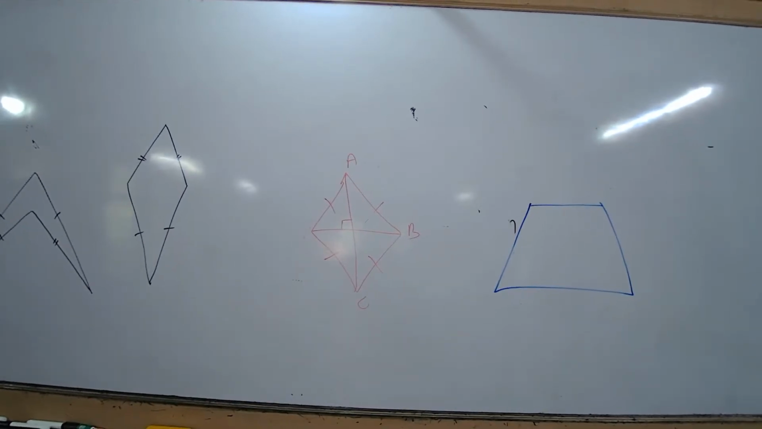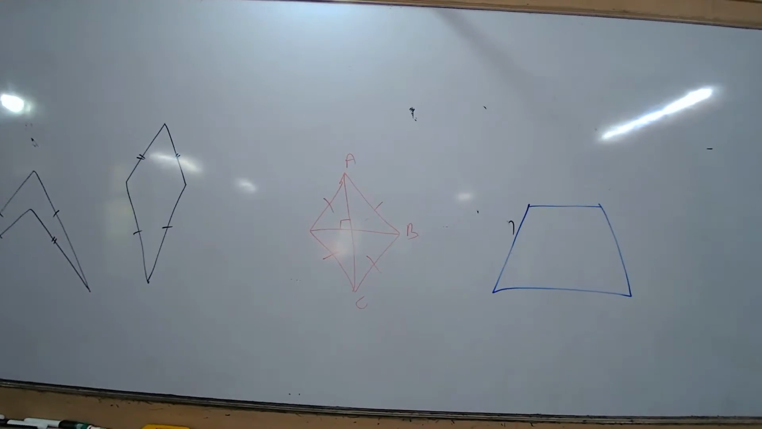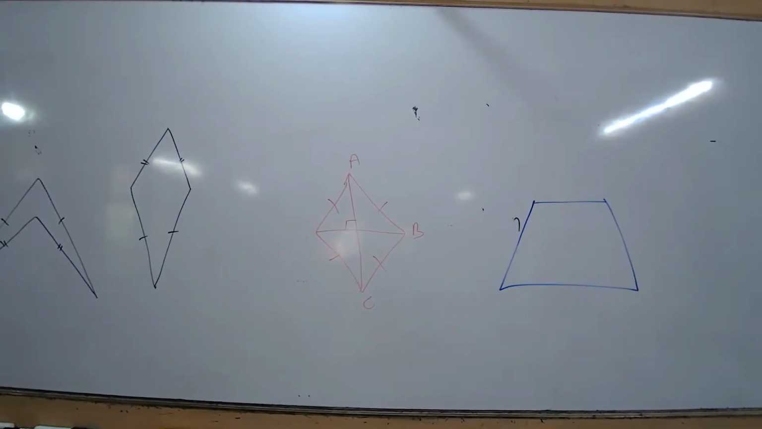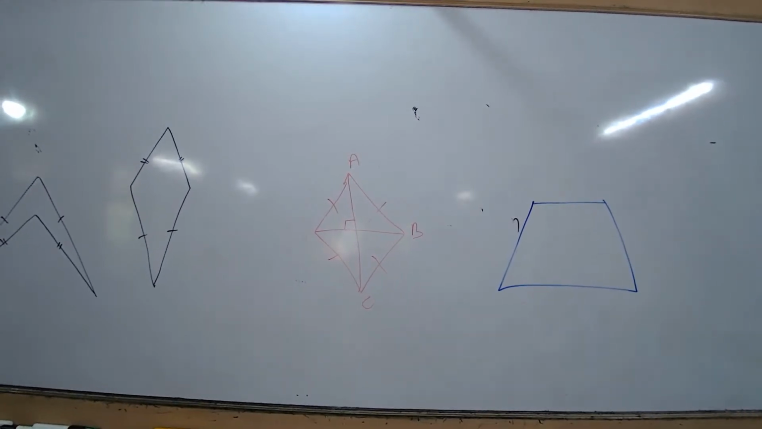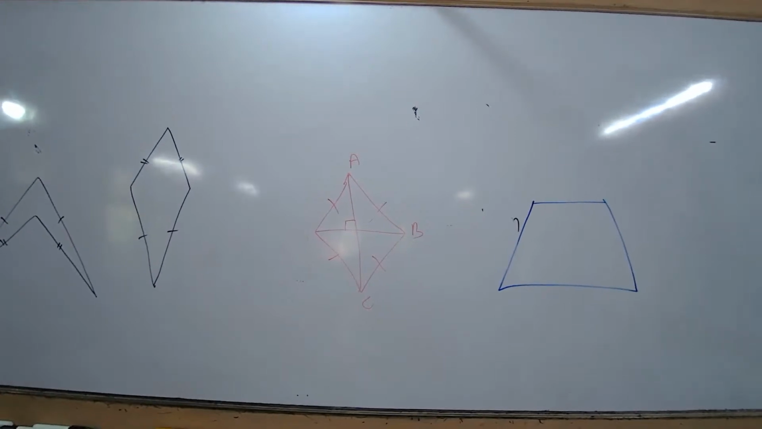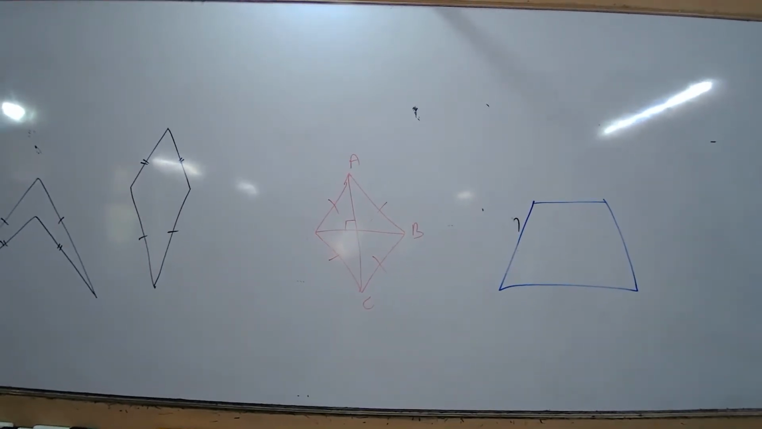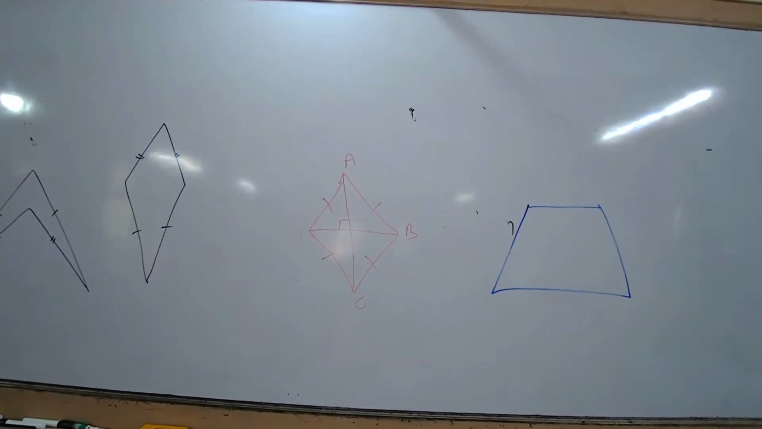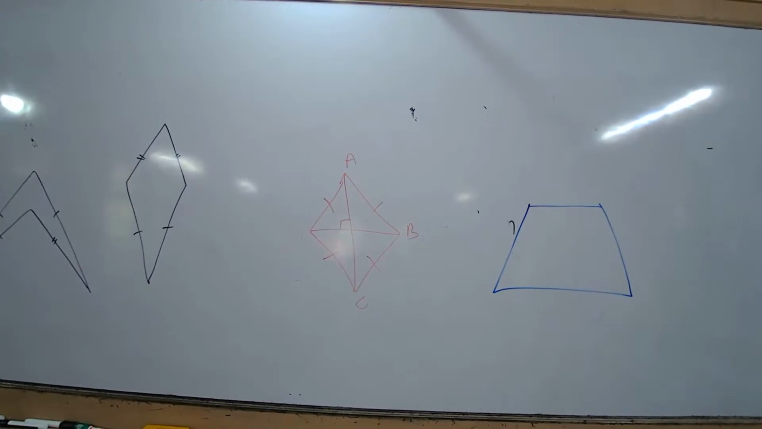Do you know congruent objects? Those who know, raise your hand. Congruent objects are like Xerox copies: objects with the same size and the same shape. Do you know what a congruent object is? Can you give an example of congruent objects?